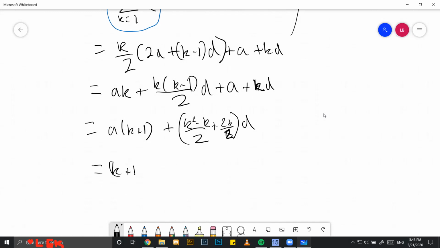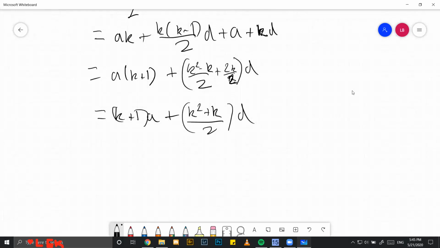And then I get (k plus 1) times a plus, adding these two together, you get (k squared plus k) over 2 times d. However, k squared plus k, again, you can factorize that, and you can make it k times (k plus 1). And now we can factorize again. So we can take out the (k plus 1) over 2 from both of these terms. So we factorize again to get (k plus 1) over 2 in the front. And this will give you 2a when you multiply these two. And then you'll end up with a kd.